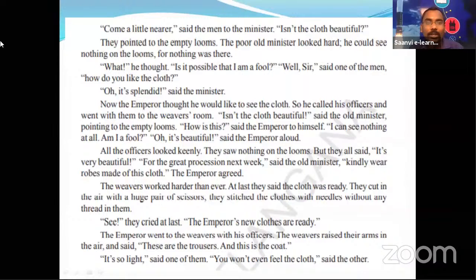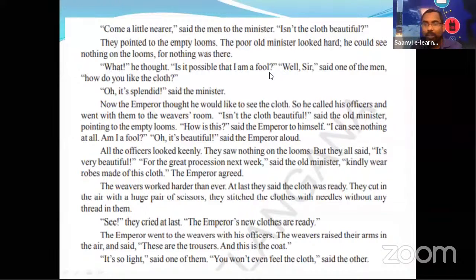They pointed to the empty looms. The poor old minister looked hard. He could see nothing on the looms, for nothing was there. What he thought was, is it possible that I am a fool? Then the old minister thought to himself, is it possible that I am a fool?